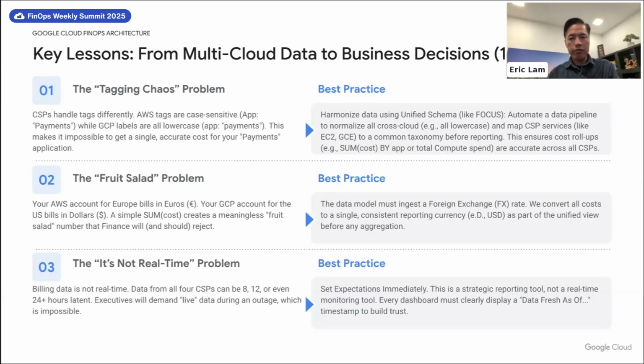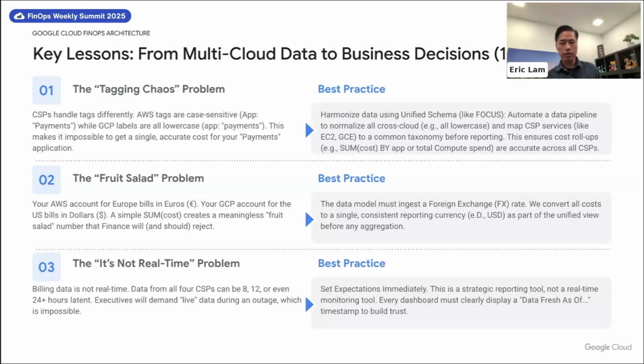The first one, as many of you have been sharing, is that tagging is definitely very important. In Google Cloud, our tags are all lowercase, and it's certainly case sensitive. With AWS and Azure tags, there can be upper and lowercase as well, and there are limits on the number of characters you can have in your key value pairs. So harmonizing that upfront, using a unified schema like FOCUS, is very critical, so that when you roll up the cost and do the sum by SQL query, you actually have the appropriate columns and data that you're querying against.